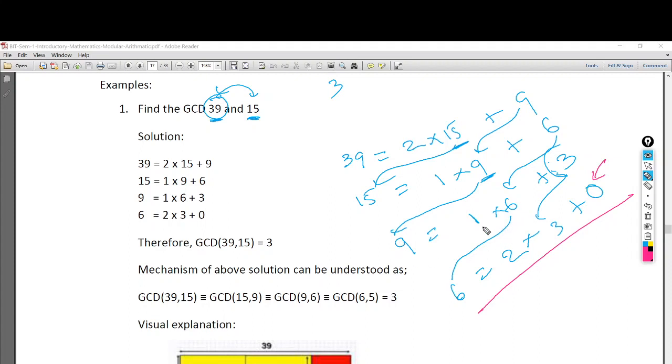Then the GCD of 39 and 15 is this value, right? So that is how you do that. So you keep doing this until you get 0 here. When you get 0 here, your GCD is here, right? So that is how you do that. Always start with the bigger number here and a smaller number here, right? Then keep doing it until you get 0 here.